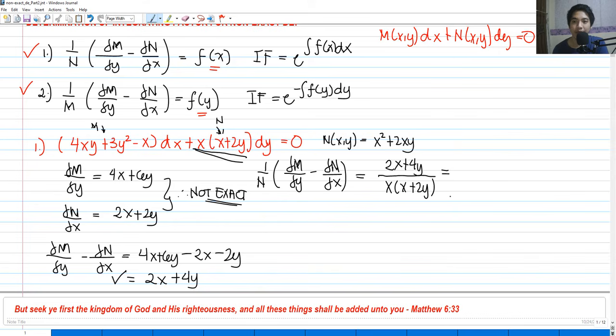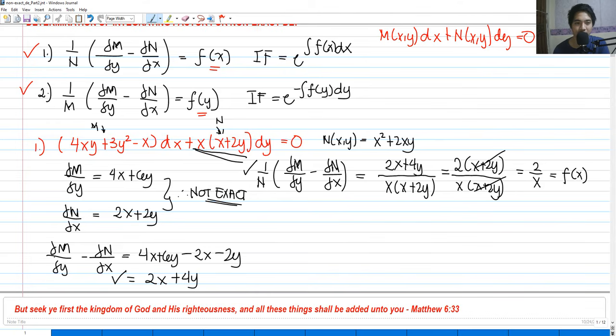As you can see, if I factor out 2, on the numerator we have x plus 2y, and therefore we have 2x all over x plus 2y. This should cancel out, and we are able to express this function purely in terms of f of x. If we divide that by m, we would not be able to produce a function purely in terms of y or a constant, given here, 4xy plus 3y squared minus x. So it's a case-to-case basis.